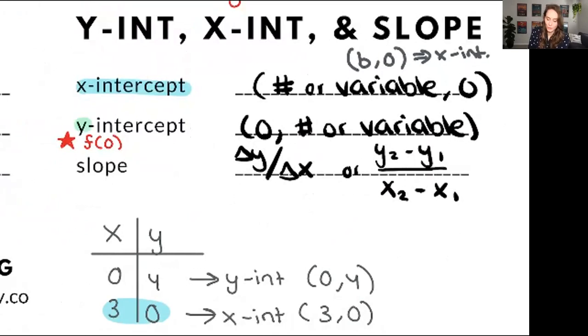They particularly love y-intercepts, which is going to be 0 and then the number or the variable, or 0 for x in a table and then the number or variable for y. They also really enjoy asking for the y-intercept as "what is f of 0," and having students recognize that f of 0 is just your y-intercept. For slope, the triangle means change. So we have change in y over change in x, or you can think of this as rise over run, or y2 minus y1 over x2 minus x1. It's a good idea when you're given coordinates to label which one's going to be your y2 and y1 and x2 and x1.